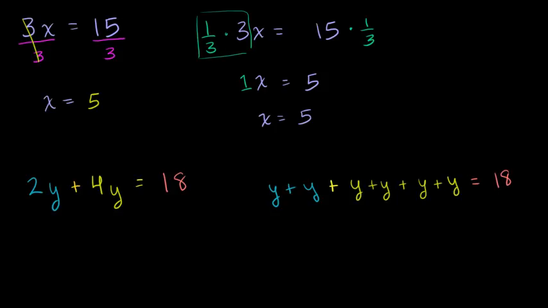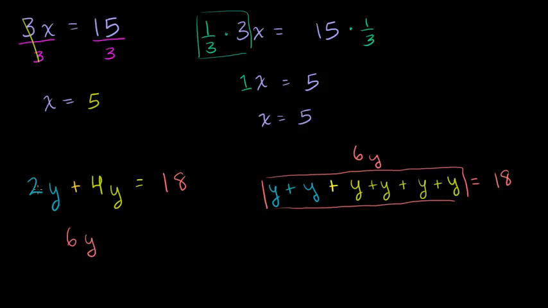And if you think about it, it makes complete sense. The 2y plus the 4y is 6y. So 2y plus 4y is 6y, which makes sense. If I have 2 apples plus 4 apples, I'm going to have 6 apples. If I have 2 y's plus 4 y's, I'm going to have 6 y's. Now that's going to be equal to 18. And now, hopefully, we understand how to do this.